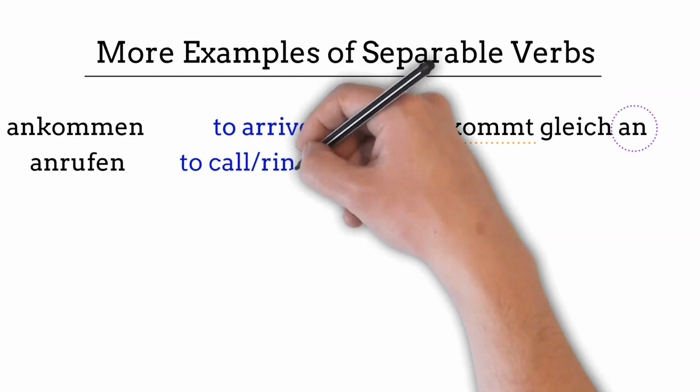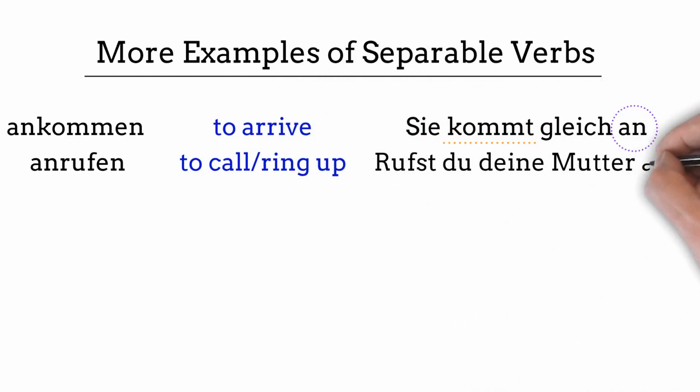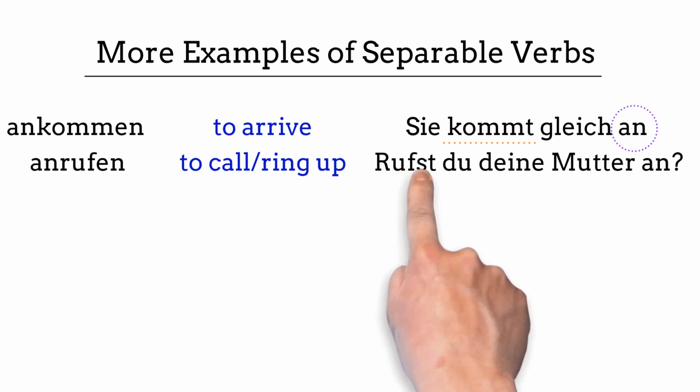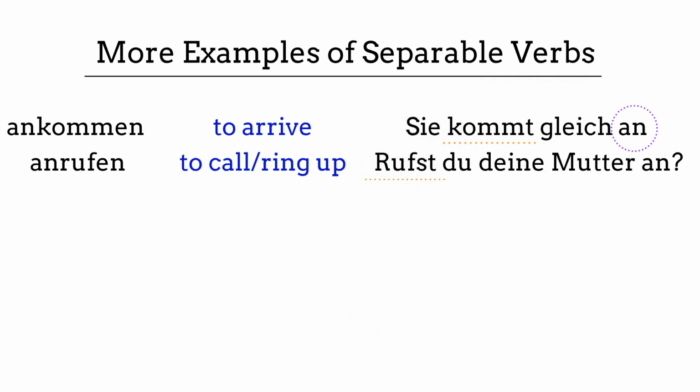Anrufen means to call or ring up. Rufst du deine Mutter an? Are you calling your mother? This time it's a question. And so the stem, which is the conjugated part, rufst, will go right to the start of the sentence, as the verb does in an open-ended question. But the prefix, once again, an, will go right to the end of the sentence.